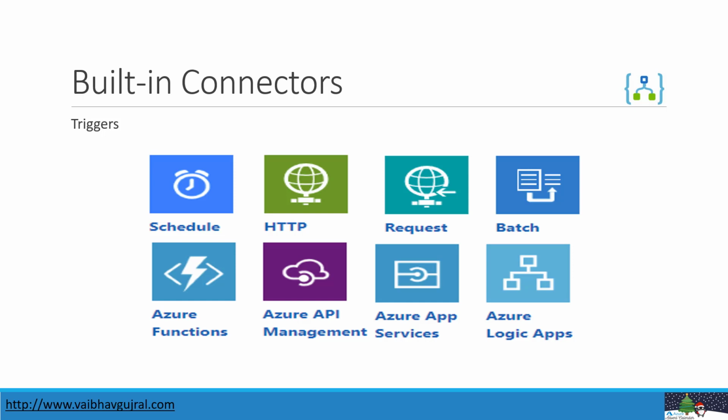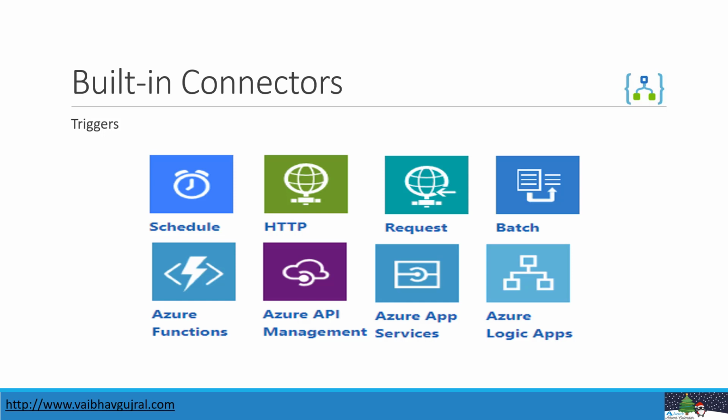Jumping to built-in connectors, some of the most common connectors that you might use as triggers include Schedule, to run your logic app on a specific schedule. HTTP, to communicate with any endpoint over HTTP, with both triggers and actions for HTTP, HTTP plus Swagger, and HTTP plus webhook. Request, to make your logic app callable from other apps or services.